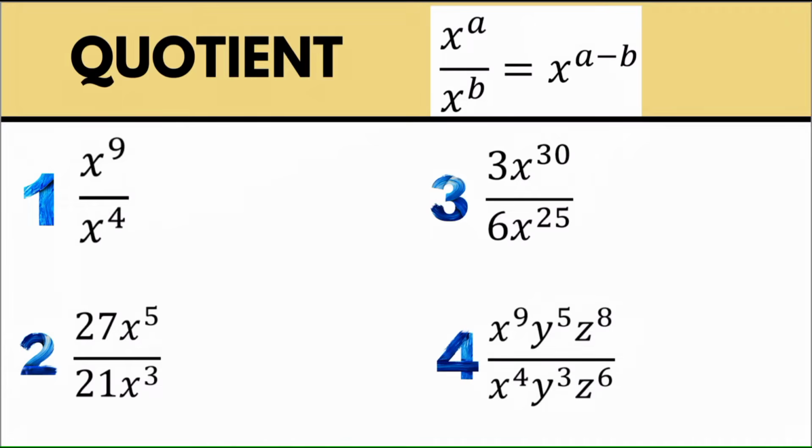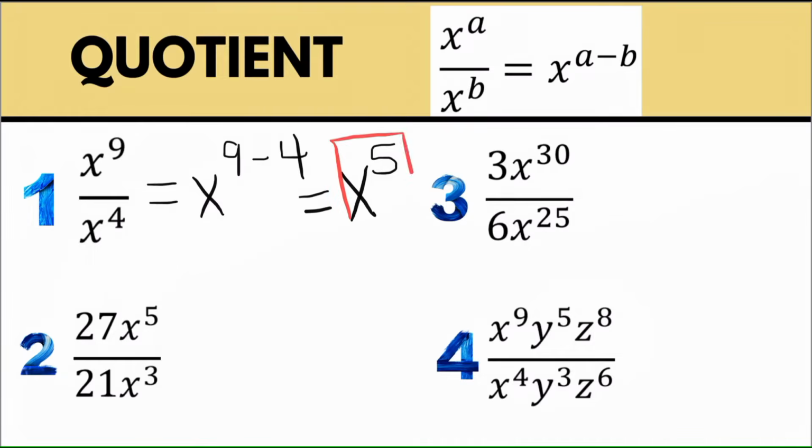X to the 9th divided by x to the 4th. That is equivalent to x to the power of 9 minus 4. 9 minus 4 is 5. So this is equivalent to x to the 5th power. And that is it. Again, I'm just simplifying here, and I have to use the quotient rule to do so.